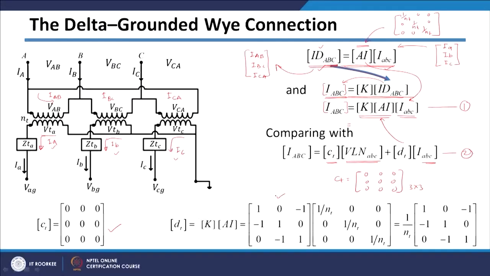The K matrix we know, which is given by this, and the AI matrix is given by this. In this case also, these are diagonal entries NT which will get multiplied by the corresponding entries in the matrix, and since they are diagonal, it will come common. So, 1 upon NT, and this will remain the same. So, this is nothing but your matrix DT here for delta to grounded Y connection. So, I got all the ABCD parameters.